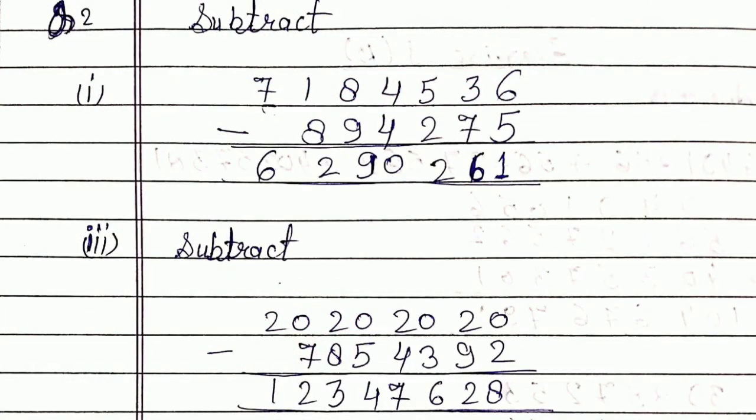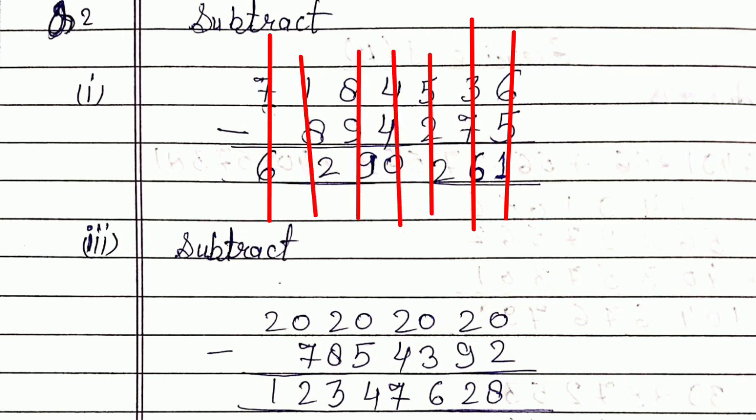Now as you can see, question number 2 part 1 is given. Here 2 numbers are given, so we are going to subtract these. Now one thing you keep in your mind, to keep your units in the right column: write your ones in the same column, your tens in the same column, your hundreds in the same column. Make sure that all the digits are in the same column.